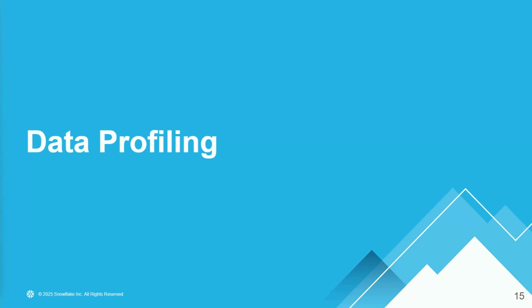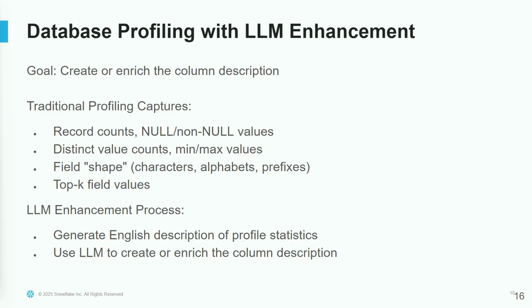The very first step when it comes to text to SQL is data profiling. Data profiling essentially means you create or enrich the column description. There are many cases, especially in the real world, where you do not have the database schema. So the column description doesn't exist, and you have millions of fields that, unless you have the domain knowledge, you have no idea what's inside that field.